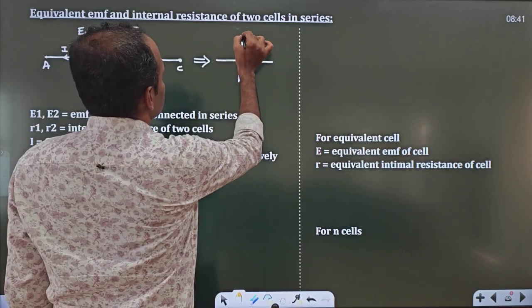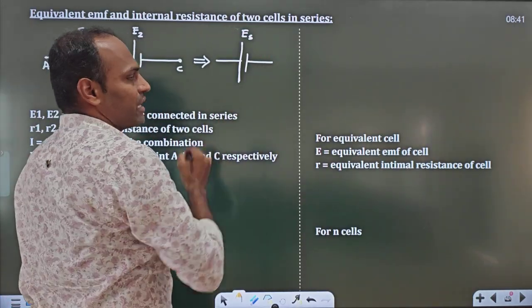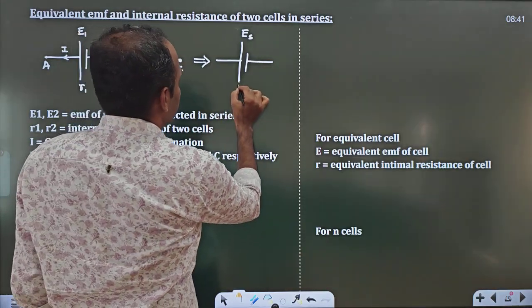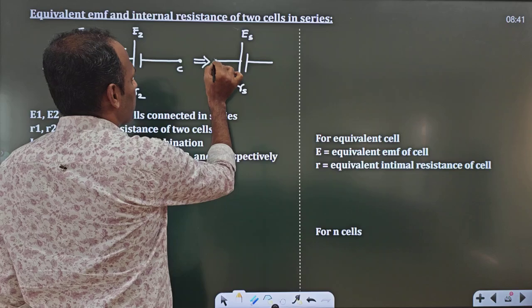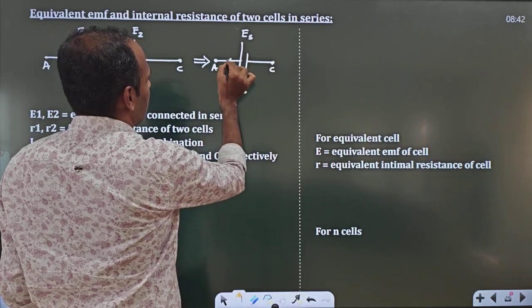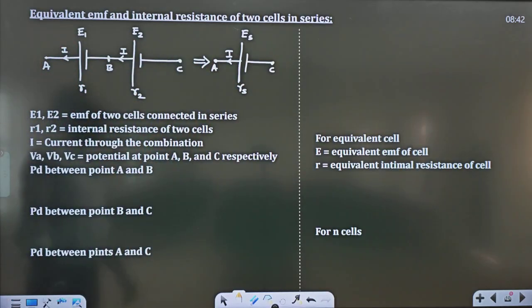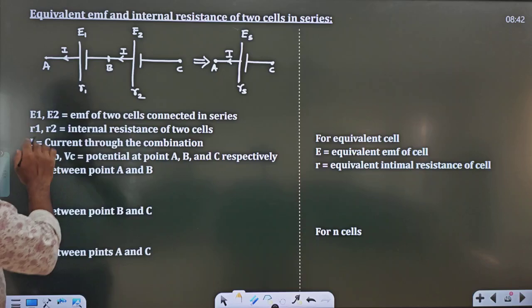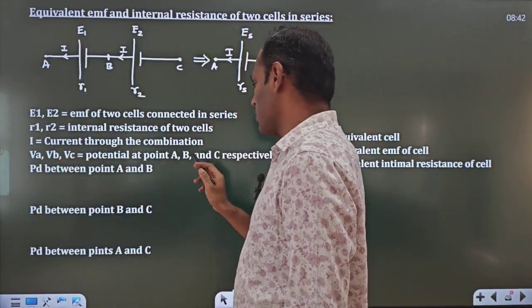EMF of this equivalent cell I will write it as ES, the series effective EMF. And internal resistance I will write it as RS. I will name these points as A and C. This is A and C, and let the current be same, that is I. The current that is in the circuit is the same here too. Correct? Okay, here I have written everything. E1, E2, R1, R2, I, current, VA, VB, VC, potential differences.